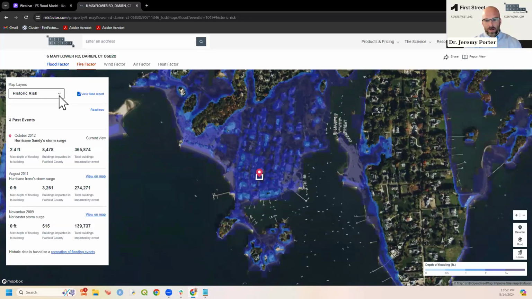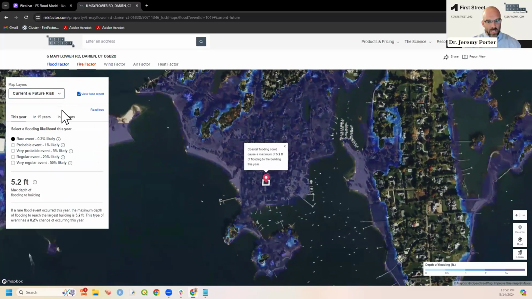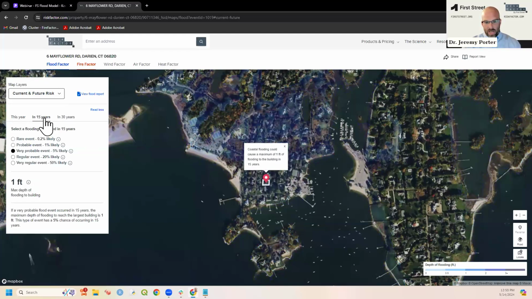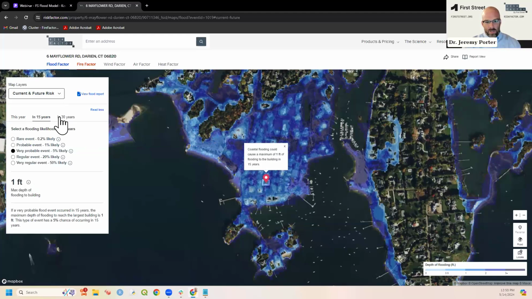The map layer on riskfactor.com is also really nice because it gives you the ability to cycle through a lot of our different offerings. The current and future risk is housed here. So if we were interested in a 5% probability or a 20-year flood, we could look at that. We can see the primary source of flooding for this property is coastal flooding, but then we can look at it over time, in 15 years and 30 years.